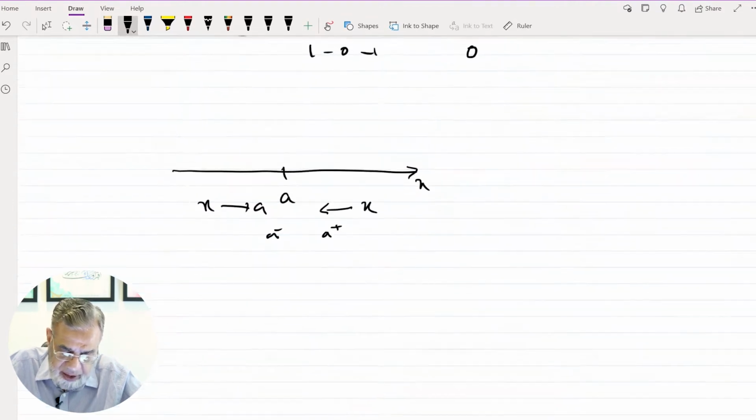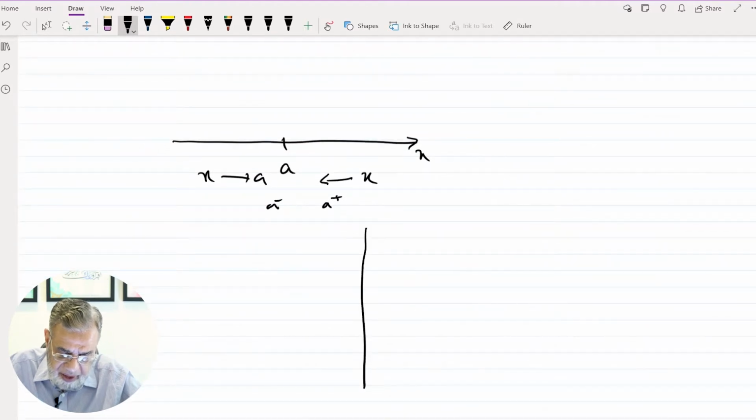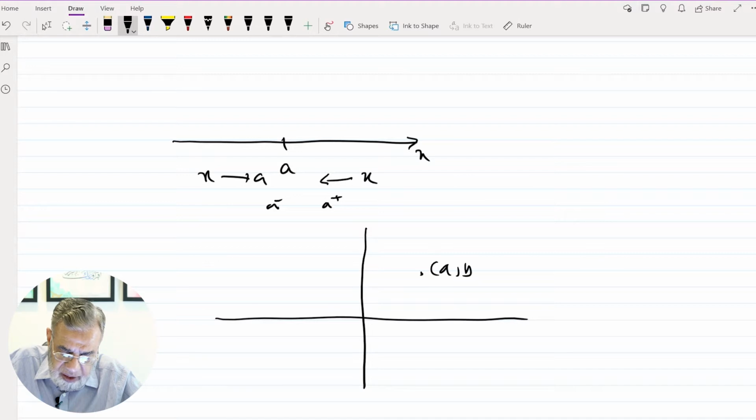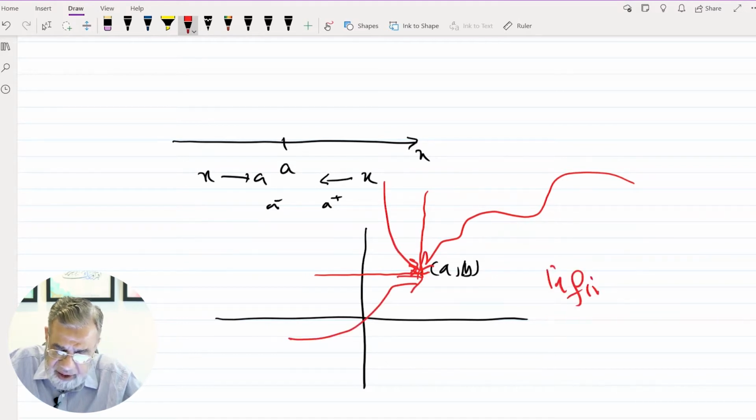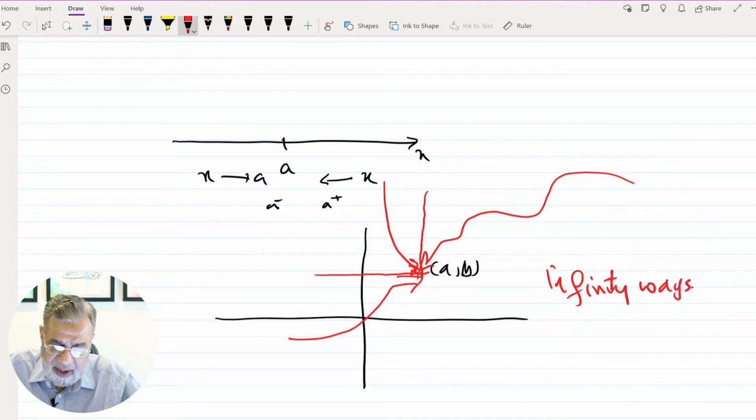But when we take the case of 2 dimensions and we have the point (a, b), when we take the limit there are many ways to reach this point. One way is along x equal to a, and here we have the line y equal to b. Here we can have a curve coming to this point, another curve coming to this one. There are infinitely many ways we can approach the point (a, b).